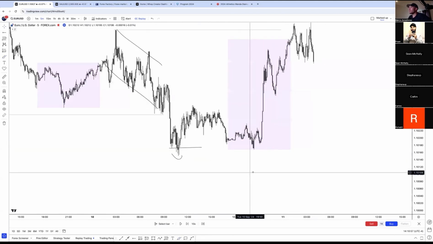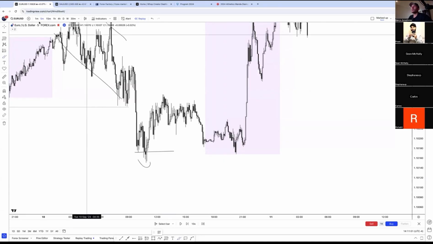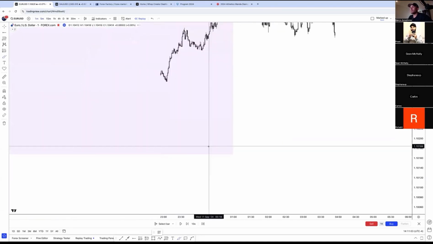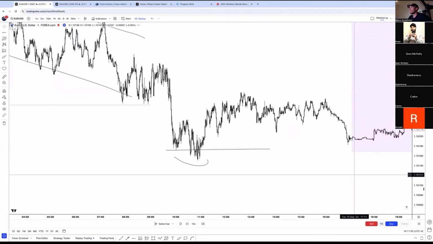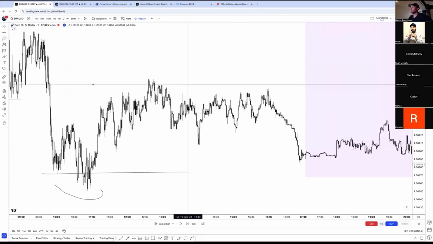Okay, so now what do we want to see after that's happened? Again, same thing, a build up. So if I go on the M1 just so we can open this price up a little bit, you can see how structure is starting to form, right? We're starting to print highs, lows, highs.